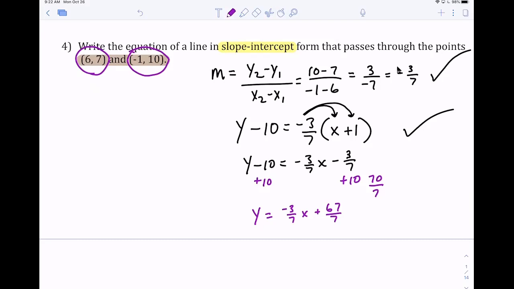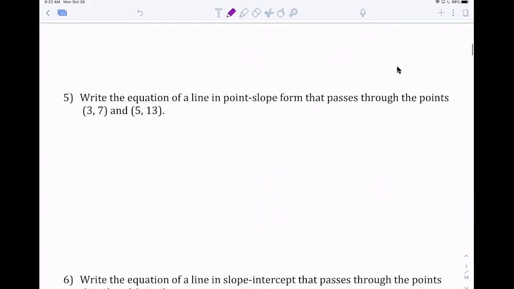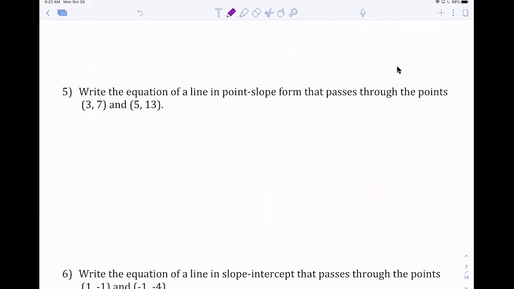Anybody have any questions with number 4? I'm happy with what we're doing right now. I'm just going around the room picking people. All right. Number 5. Now this one we want in point slope form, which makes it a little bit easier. Hunter, have you done one yet? No. All right, I'll let you do this one.